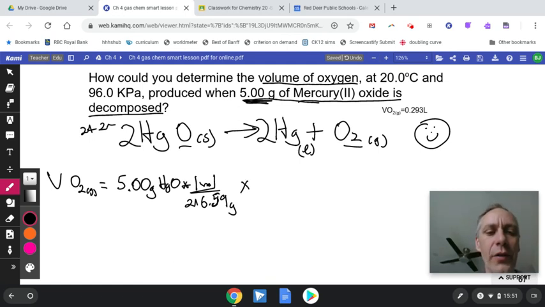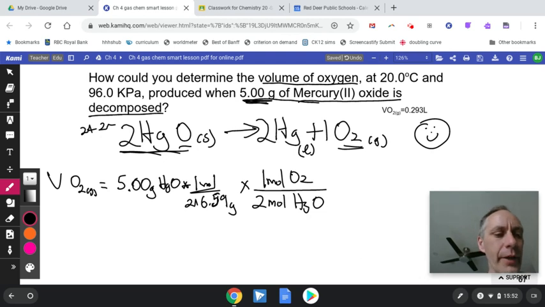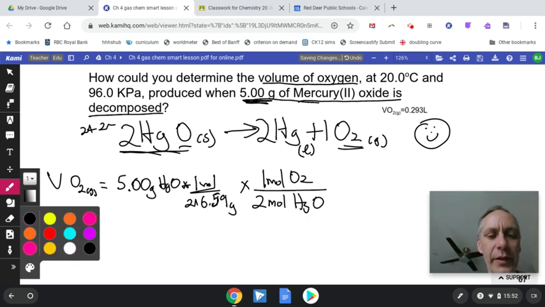Okay, so now I have the moles of mercury 2 oxide, but I'm interested in the volume of oxygen. So I need to turn mercury oxide into oxygen. 2 moles turns into 1. So I'm looking for oxygen. 1 mole of oxygen on top, the chemical we're looking for. We're going to cancel out the mercury oxide by putting its coefficient, 2 moles of mercury oxide on the bottom. Okay, let's do some canceling here. Grams cancel out.